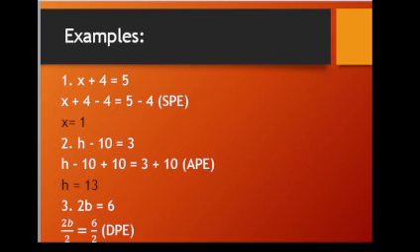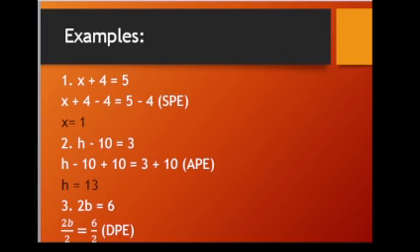We have h minus 10 plus 10 equals 3 plus 10. So the left side of the equation is h because negative 10 plus 10 is 0. And the right side of the equation is 13 because 3 plus 10 is 13. If we're going to check the equation, we will replace h with 13. So we have 13 minus 10 equals 3. So our solution is correct.